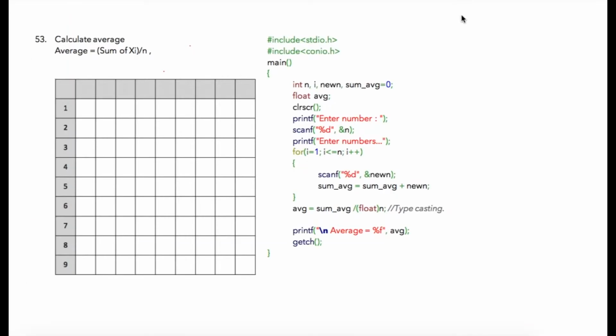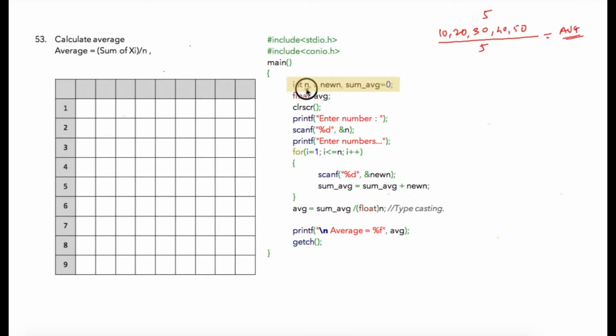In this program, we are going to accept a value from the user. Suppose the user enters 5, then he will enter 5 different numbers. For example, 10, 20, 30, 40 and 50. Then our program will add these numbers and divide the total by 5 so that we get the average of these numbers. Let us see how we can solve this problem programmatically.